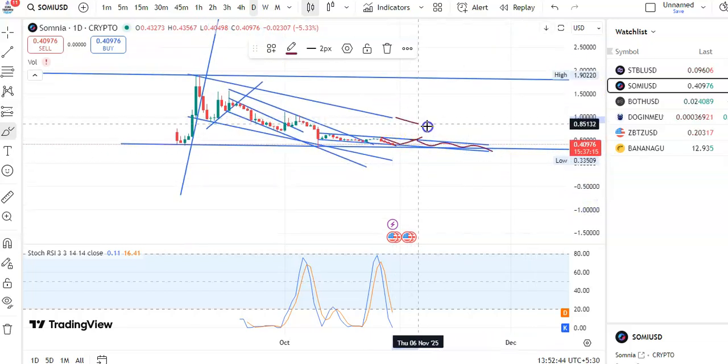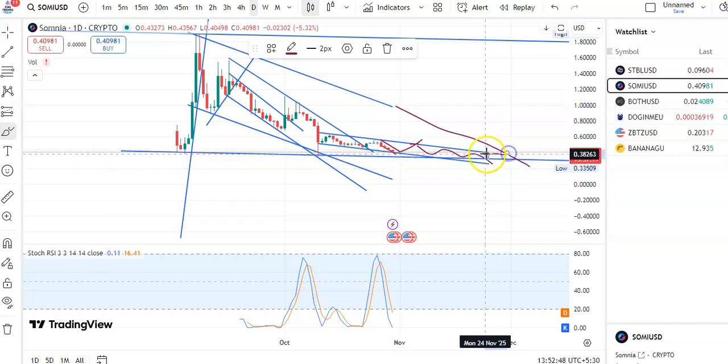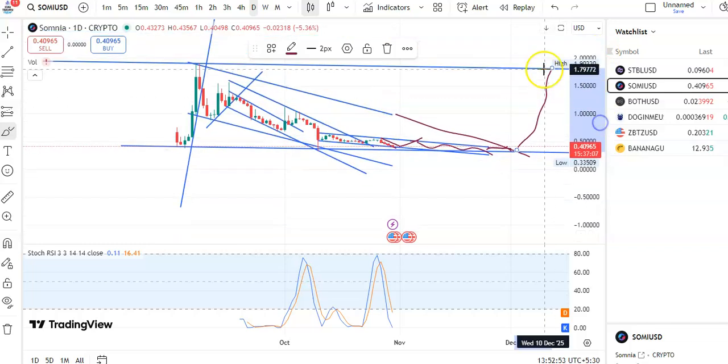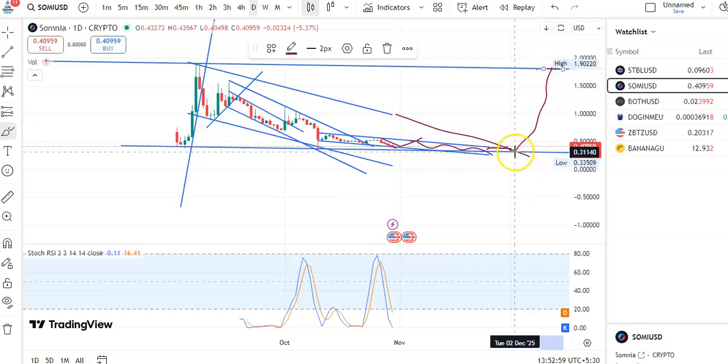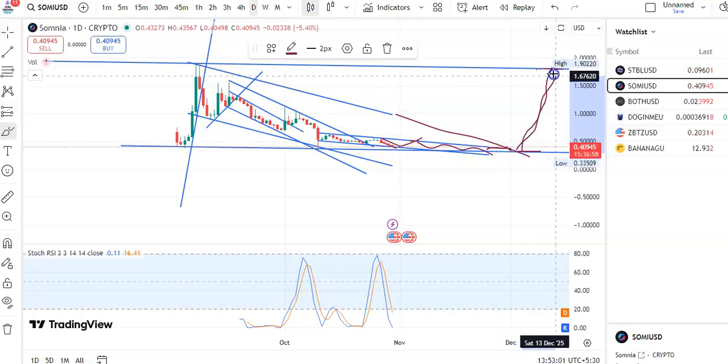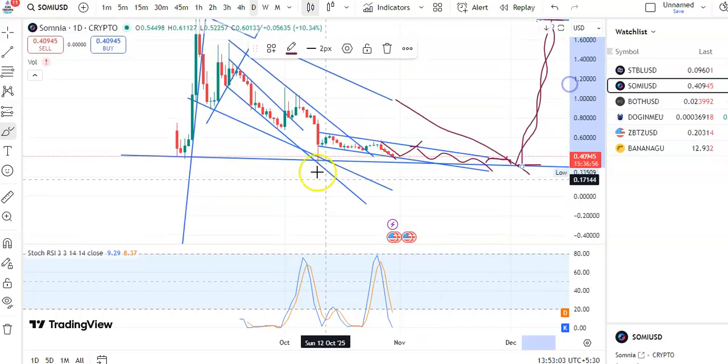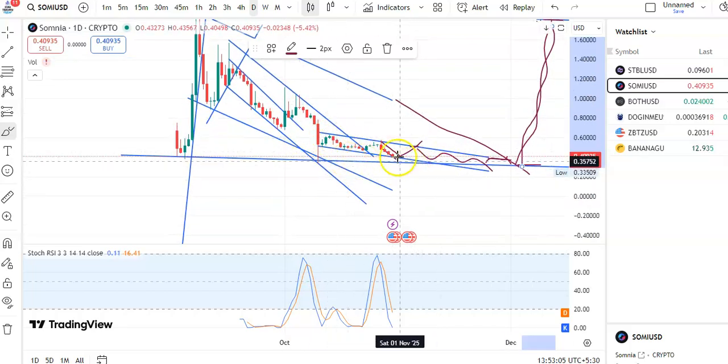And you can see there is a resistance level over here. So candles may now move in this channel pattern until it gives a breakout. After the breakout, the candles may start moving towards this resistance level. So the resistance level is around 1.80 and the support is around 0.3114. So from here the candles may start moving in an upward direction. Until then the candles move in this downtrend channel pattern.